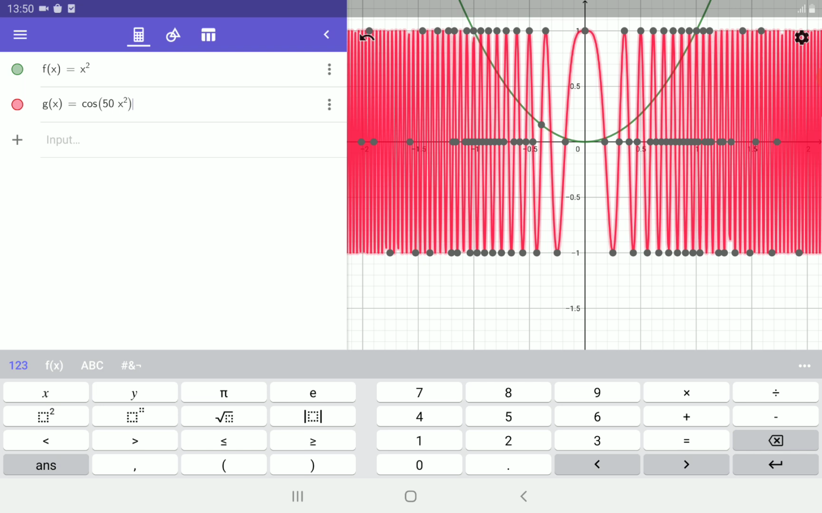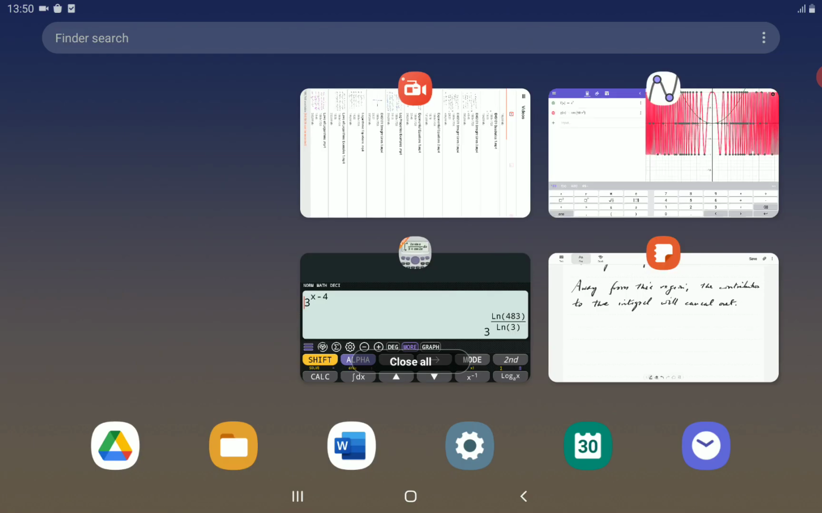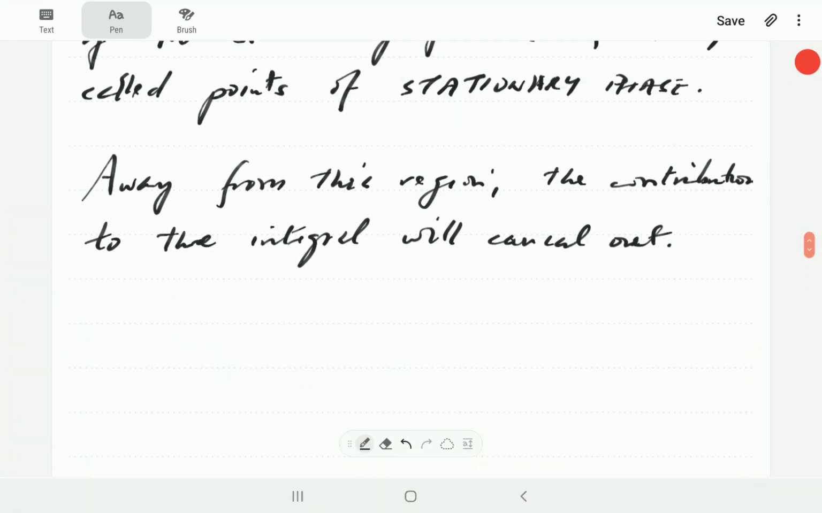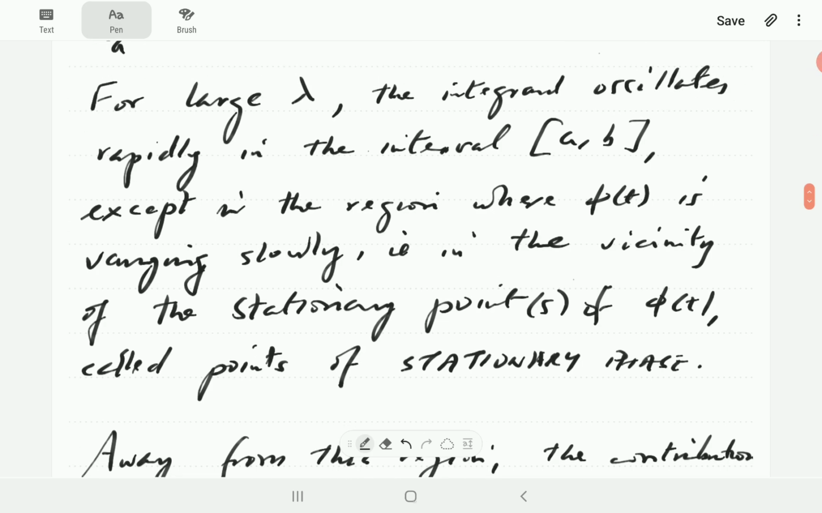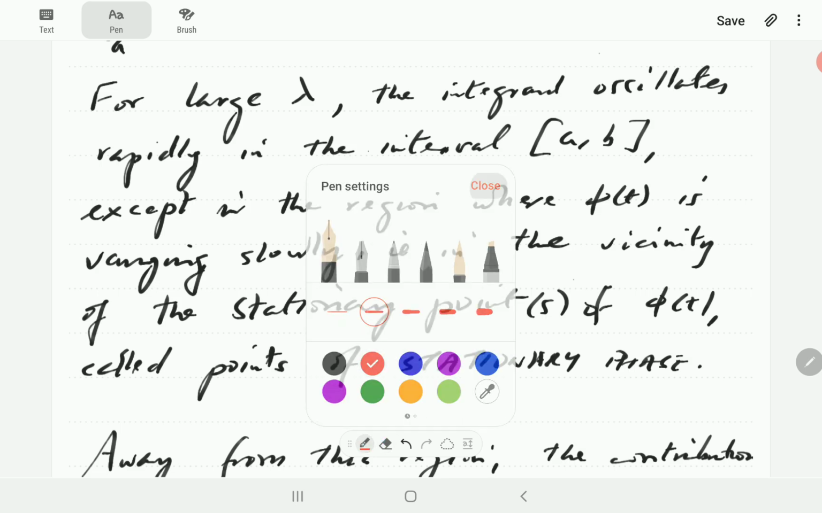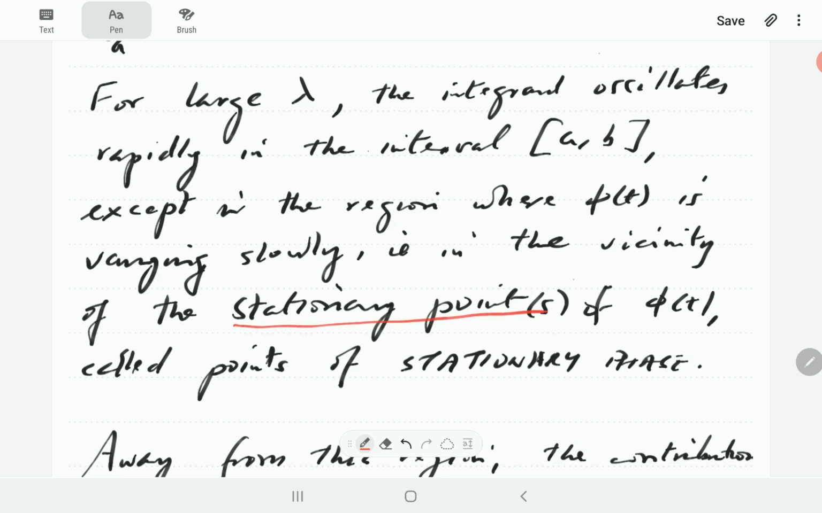So this is the basic idea of the method of stationary phase: the major contribution of this integral is going to come from the neighborhood of the stationary point of the function phi. And these points are called the points of stationary phase.